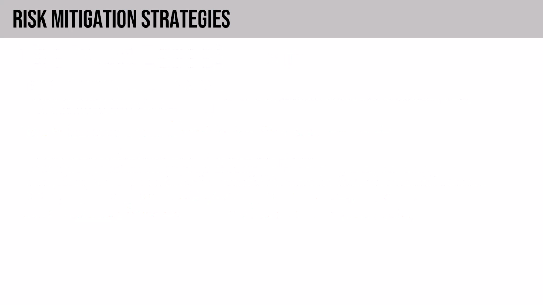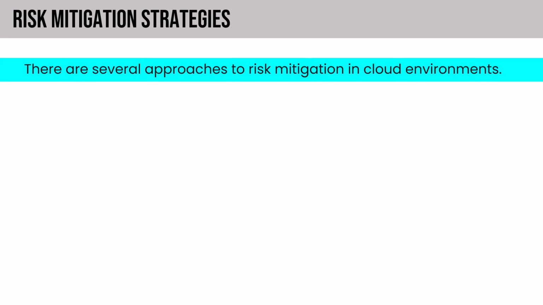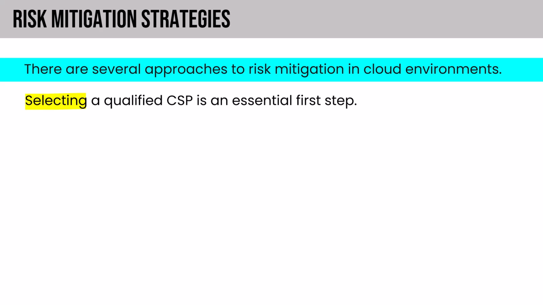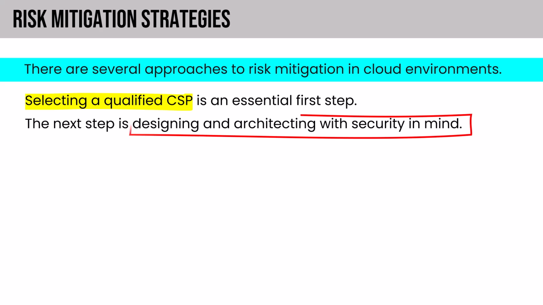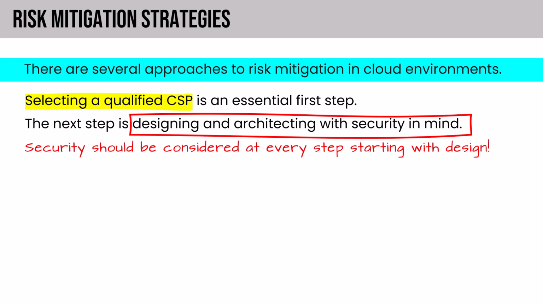Now the question is, how do we deal with these? And there are several approaches to risk mitigation in cloud environments. Many are just common sense. It begins with selecting a qualified CSP, making sure we have a CSP with the infrastructure and operations to support our needs and the security in place for the areas where they are responsible. The next step is designing and architecting with security in mind. Security should be considered at every step, starting with design.